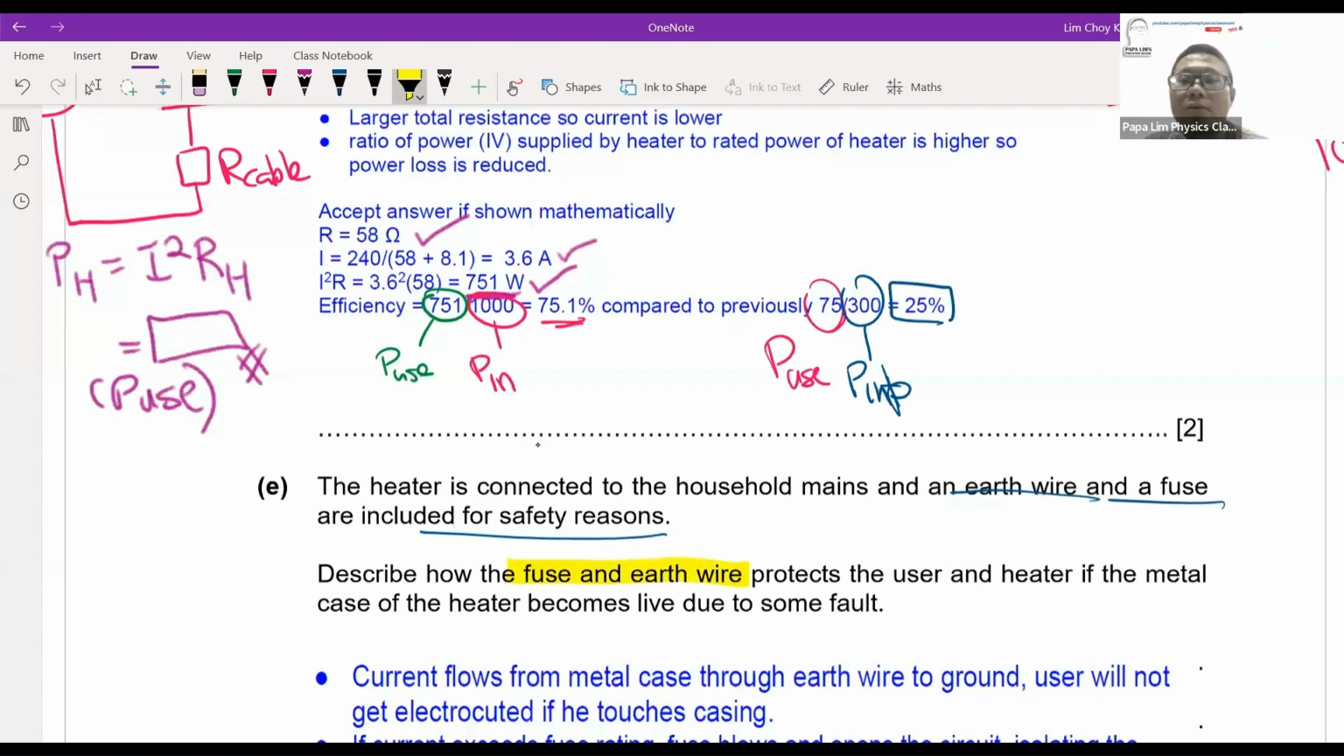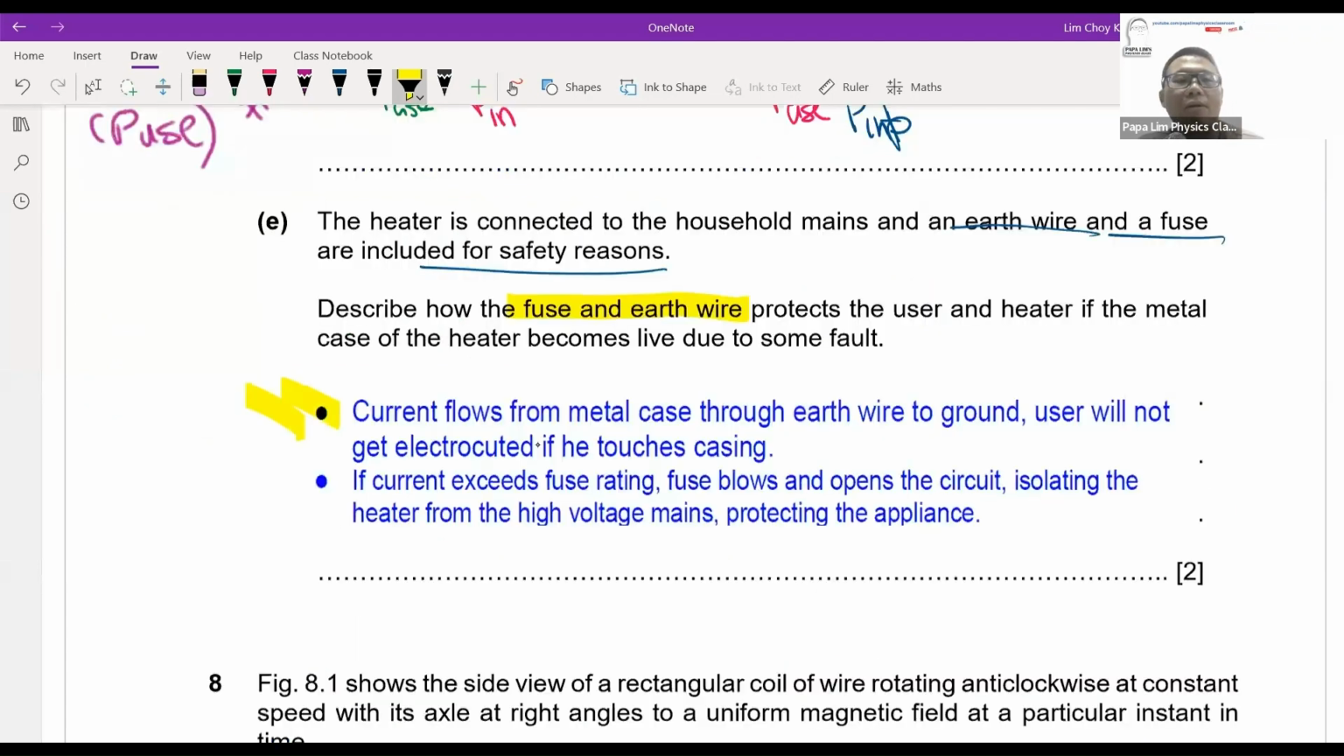So now what happens is we will look at the first pattern. When we look at the fuse and earth wire, there's only one way of looking at it, whereby you look at earth faults. So when you have an earth fault, a few things you need to take note of: you have to tell the markers that the earth wire is where the current flows through when there is a fault.